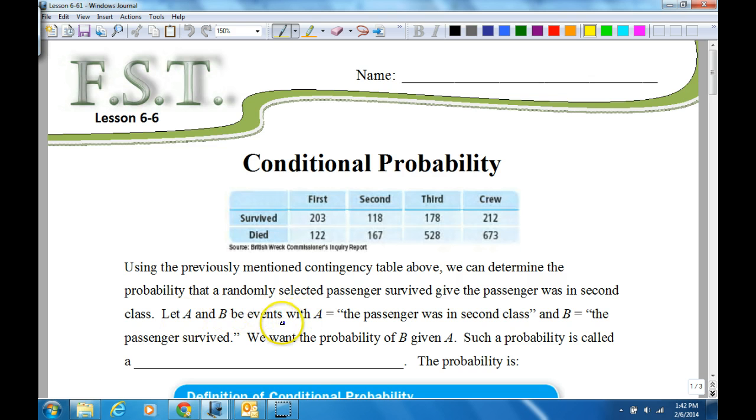Let A and B be events, with A being a passenger in second class and B being a passenger survived. We want the probability of B given A. Such a probability is called a conditional probability.